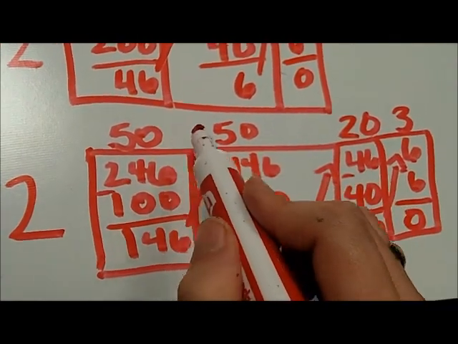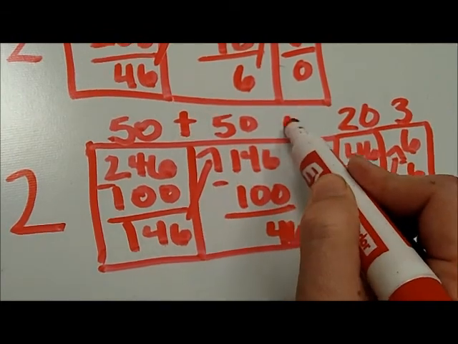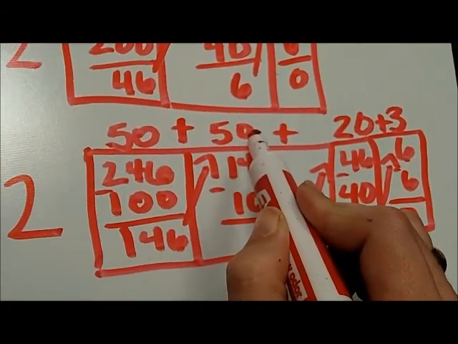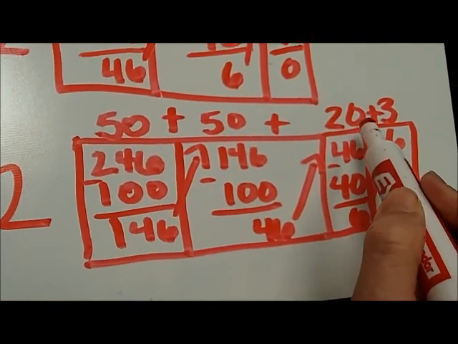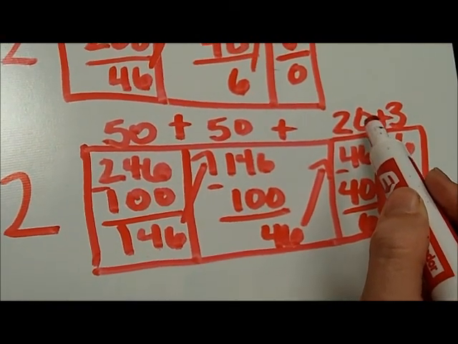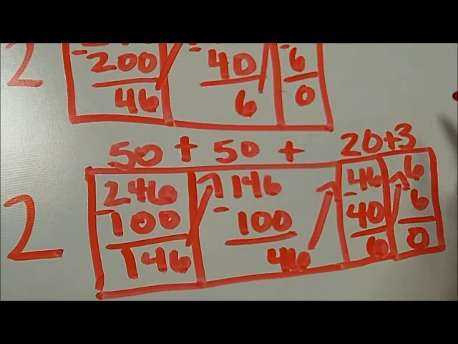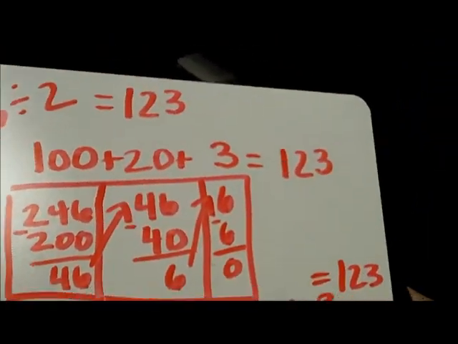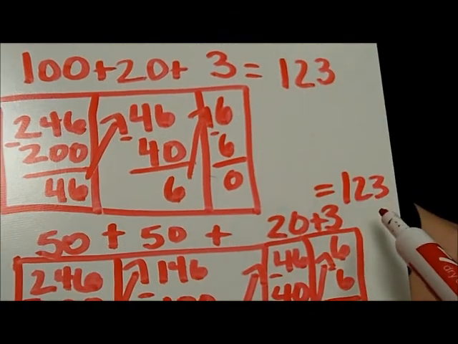Now we add our partial answers, our partial quotients, together. 50 plus 50 is 100. 100 plus 20 is 120. 120 plus 3 is 123. Both answers are the exact same.